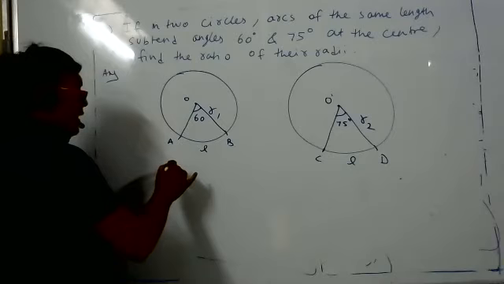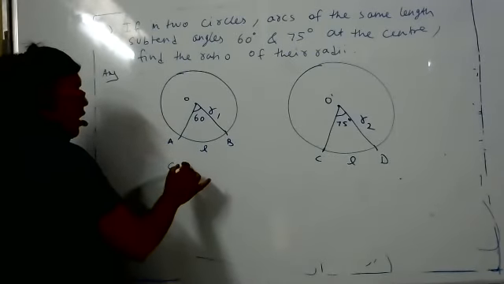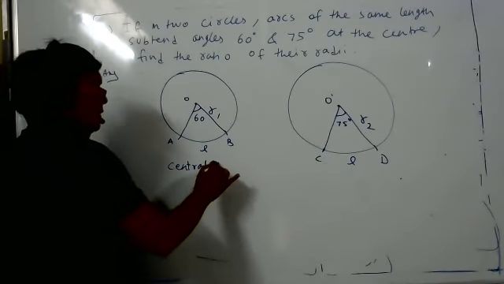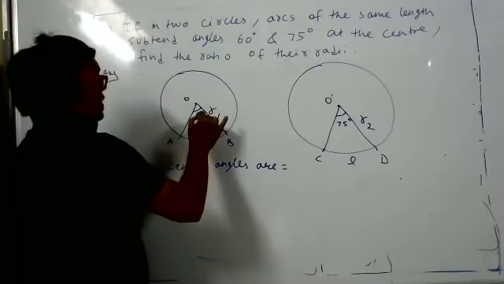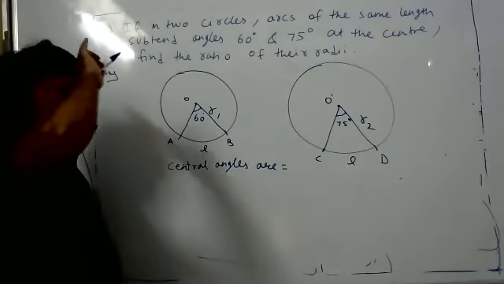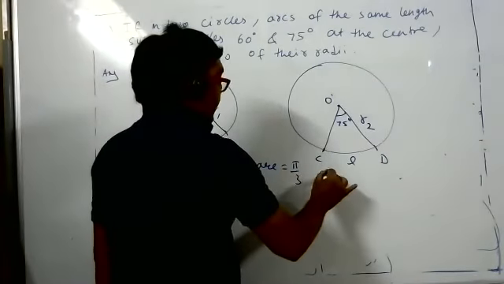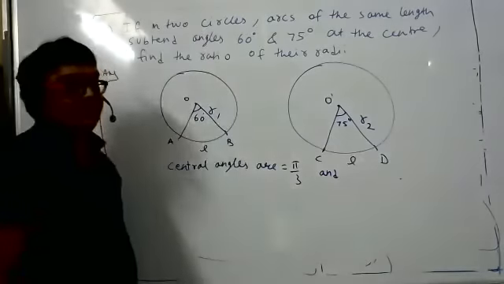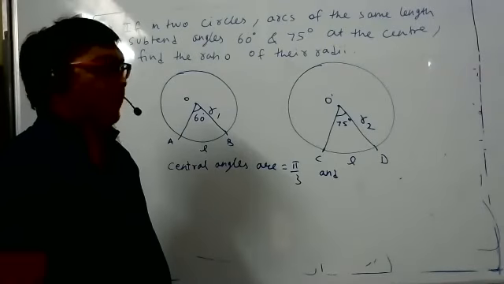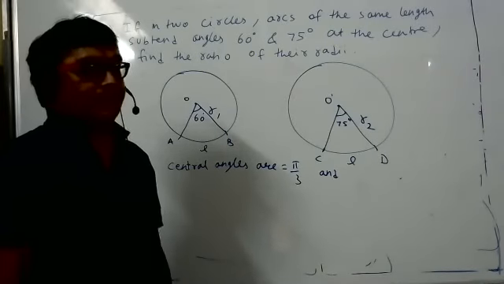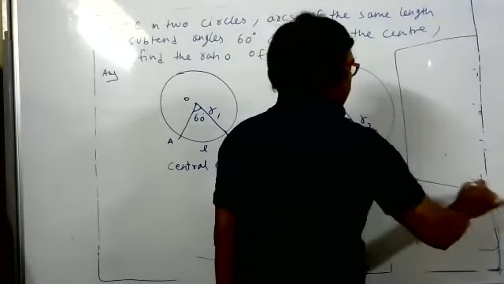So students, how much are the central angles? 60 degrees means how much radians? Pi by 3. And 75 degrees means how much radians? Tell me, you know how to convert from degrees to radians? Sir, 5 pi by 12.